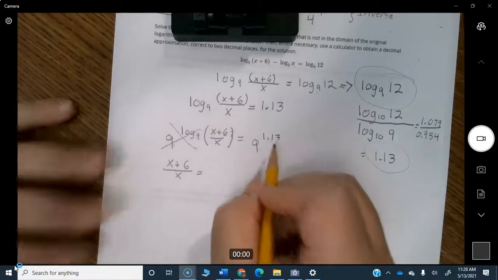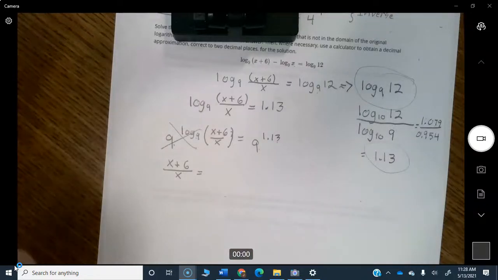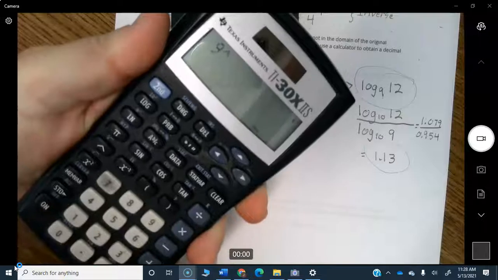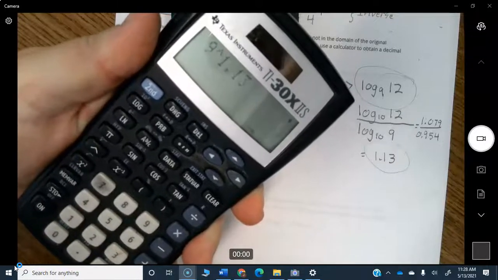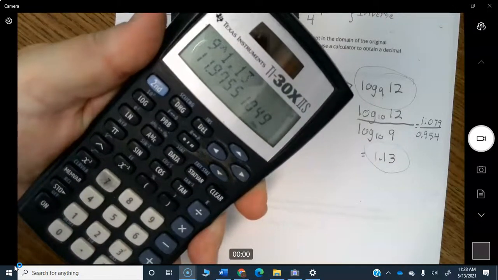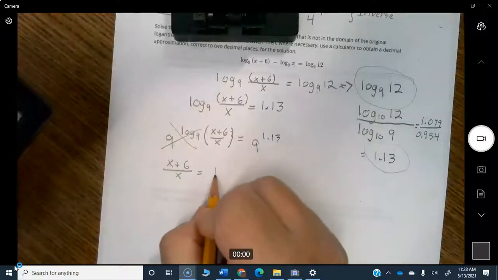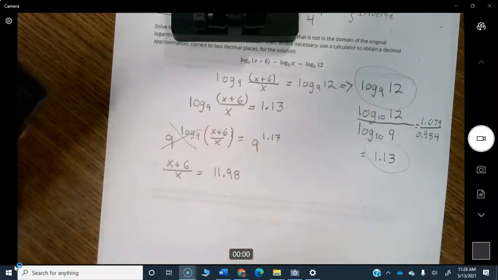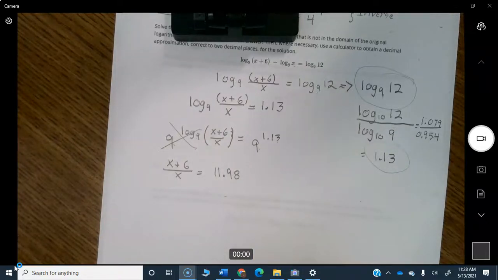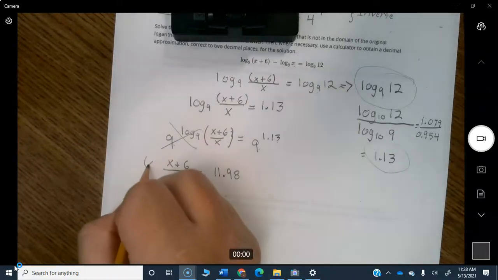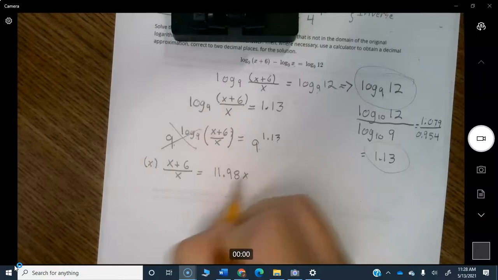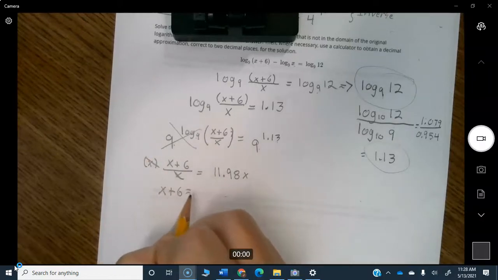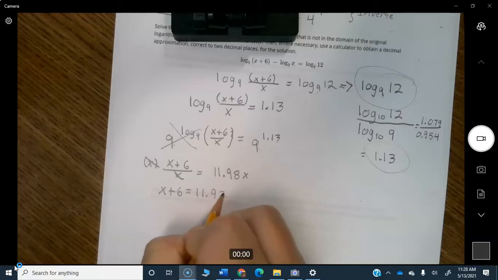And now I can go to my calculator and do that. 9 raised to the 1.13 power, so that's 9 caret 1.13, and that's 11.98. Okay, now it's just algebra. I'm going to multiply both sides by x. These two cancel out. So now I have x plus 6 equals 11.98 x.